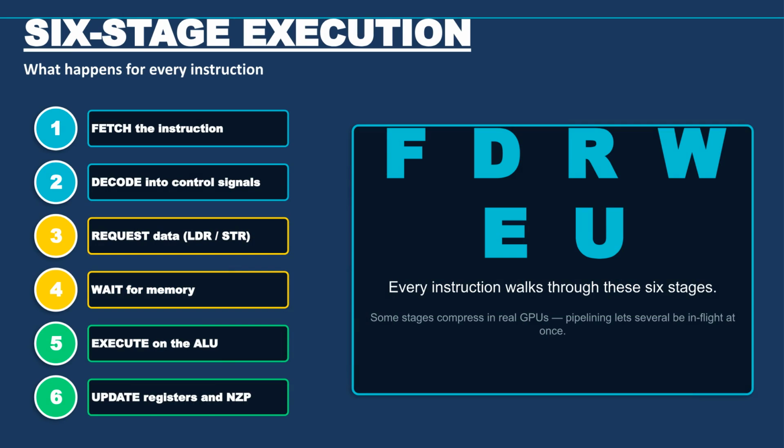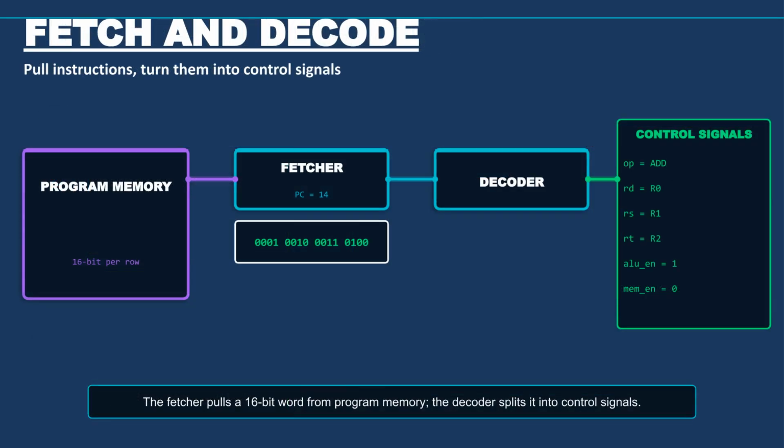Every instruction goes through a 6-stage execution pipeline: fetch, decode, request data, wait for memory, execute on the ALU, and update registers and NZP flags. In real GPUs, pipelining allows several stages to be in flight at once. In the fetch and decode stages, the fetcher pulls a 16-bit instruction word from program memory, such as 0001, 001, 001, 100, when the program counter is 14. The decoder then translates this into control signals like op equals ADD and register assignments.